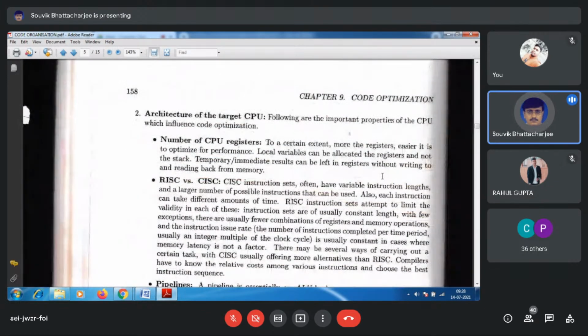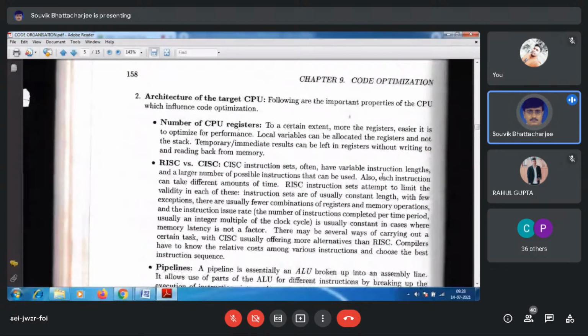Next one is the architecture of the target CPU. This is very much important. First one is the number of the CPU registers, and basically in this way you can go for the optimization techniques. Local variables can be allocated to the registers and not on the stack, and this will improve your system performance. It will speed up your program execution, that is, reduce your program execution time. And RISC versus CISC is also a factor for doing these things.